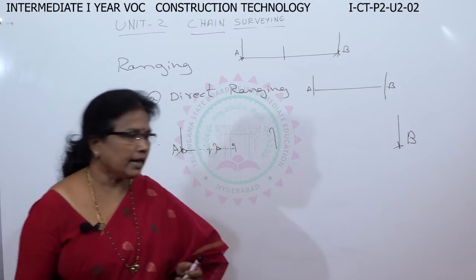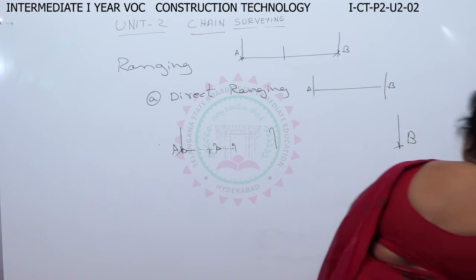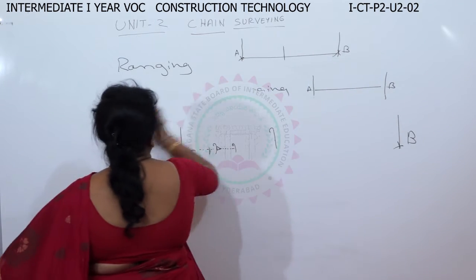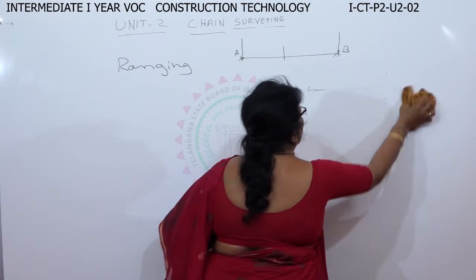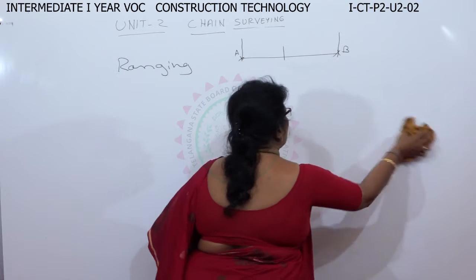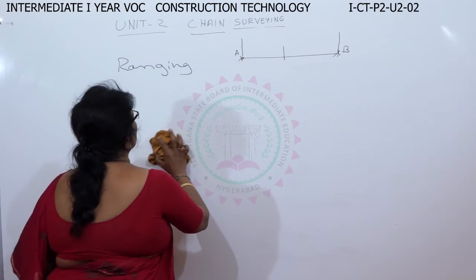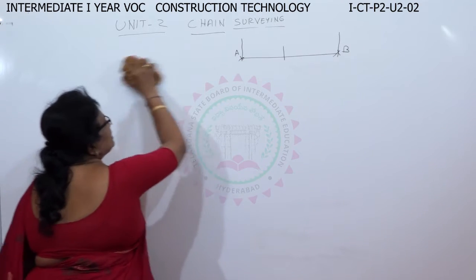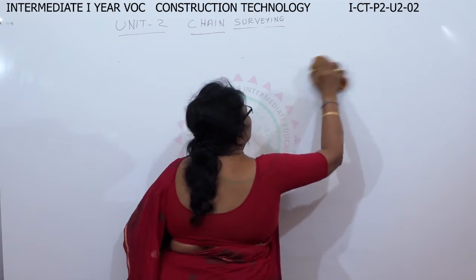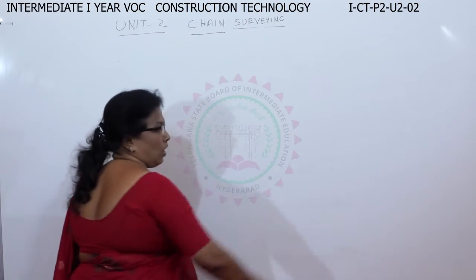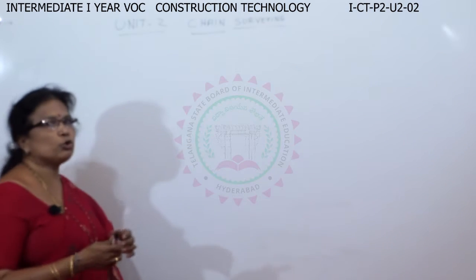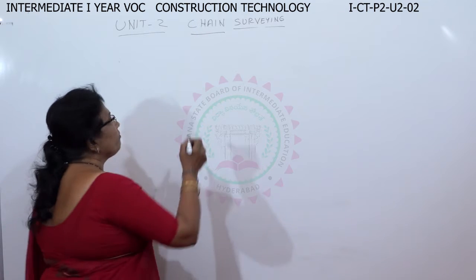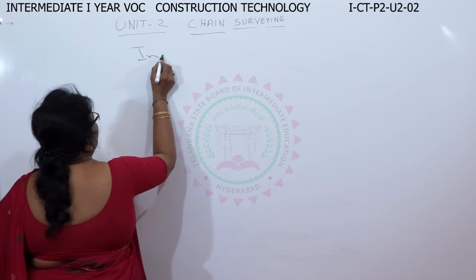Next is indirect ranging. In which situation are we going to do indirect ranging? We do indirect ranging when both points are not visible, when some high ground, a mountain, or a building intervenes between the 2 end points.